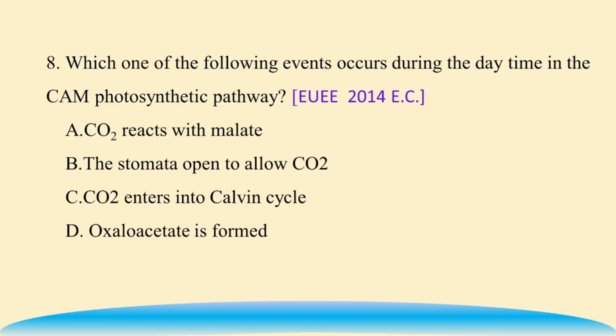Question number 8. Which one of the following events occurs during the daytime in the CAM photosynthetic pathway? A. Carbon dioxide reacts with malate. B. The stomata open to allow carbon dioxide. C. Carbon dioxide enters into the Calvin cycle. D. Oxaloacetate is formed.